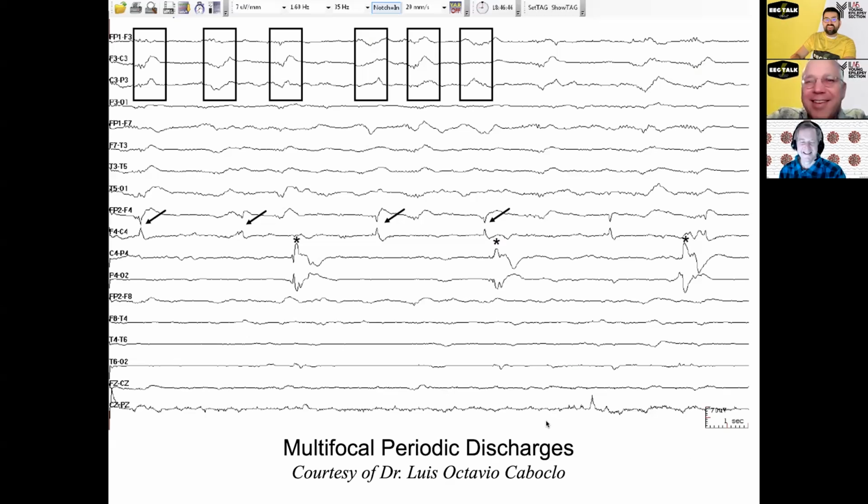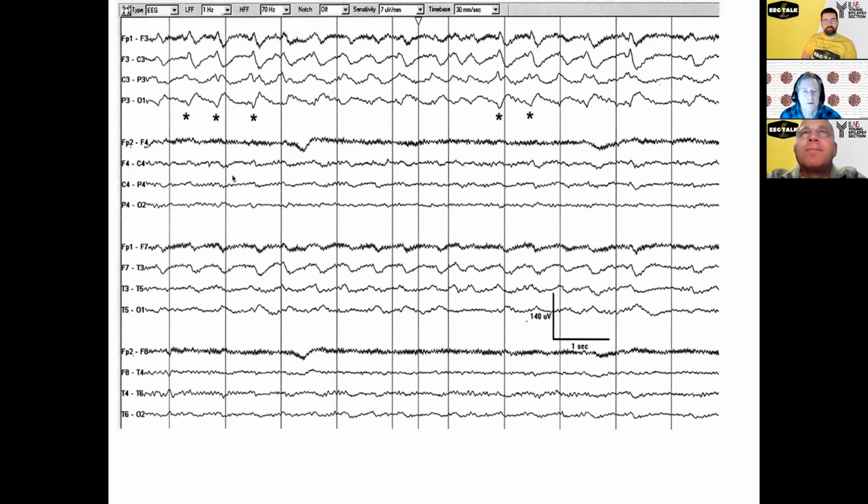Okay, so far, if we have two foci, it's going to be either unilateral independent or bilateral independent. And if there's three and one of them is on the contralateral side, then it's automatically multifocal, right? Right. If there's three on one side, it's still just unilateral independent. You don't get a special name for that.